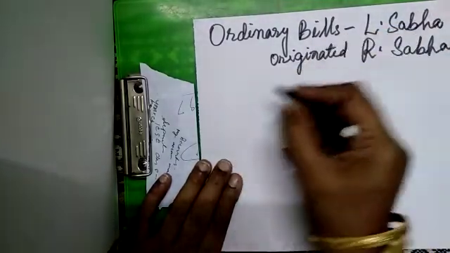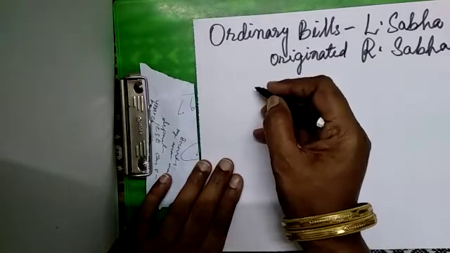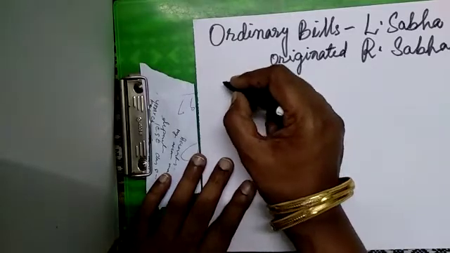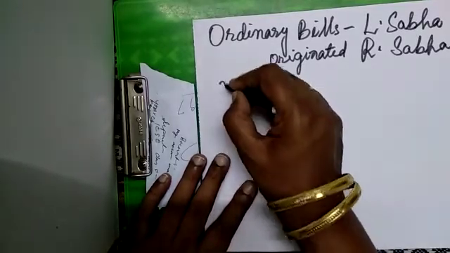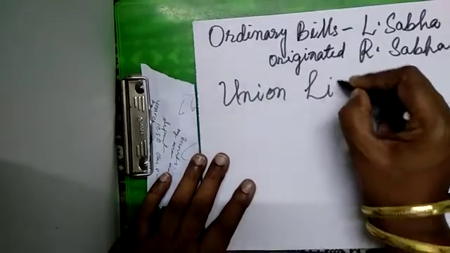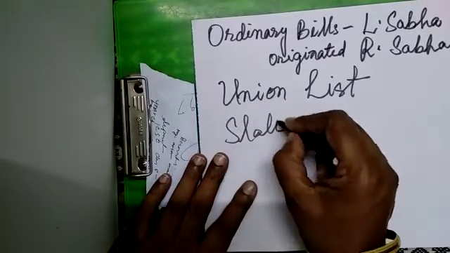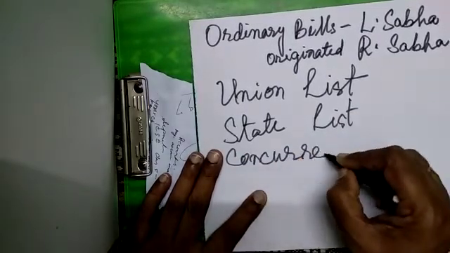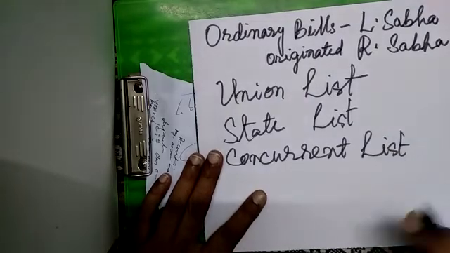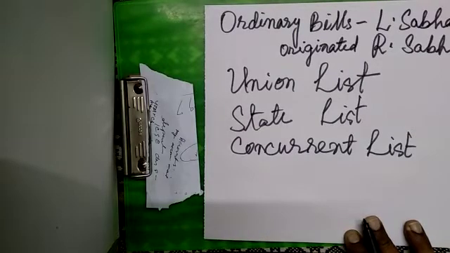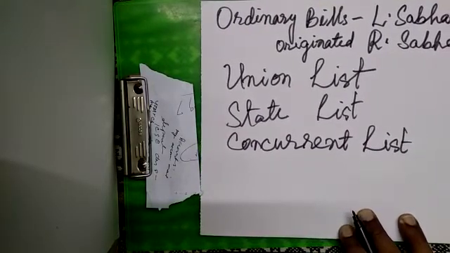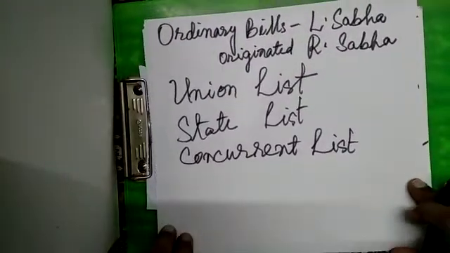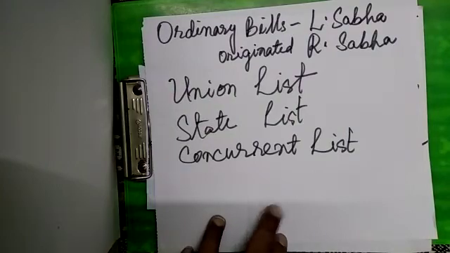Besides ordinary bills, the legislative power of the parliament covers various other subjects, which are categorized into lists known as the union list, the state list, and the concurrent list. What are they? They are the subjects, like the subjects of the union government: the railway, the defense, the external affairs, the finance, the home, and all those. Each of these subjects is categorized into the lists as union list, state list, and concurrent list.